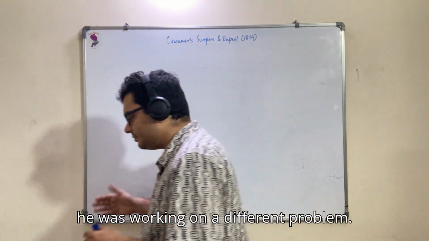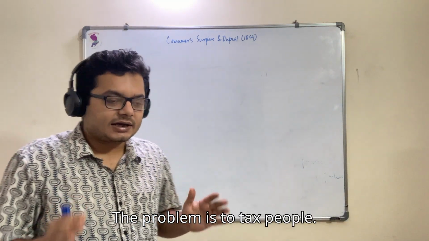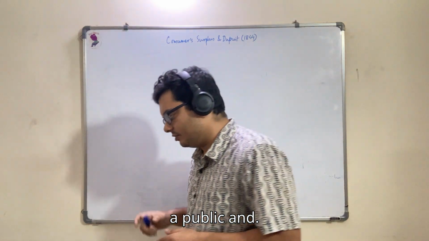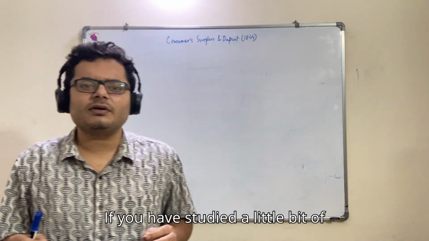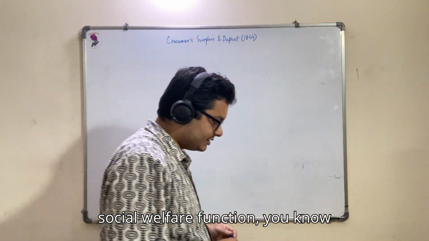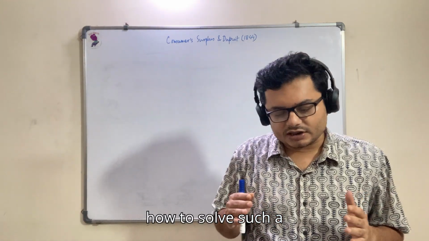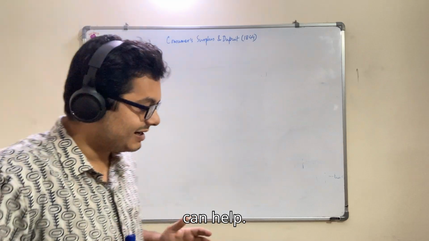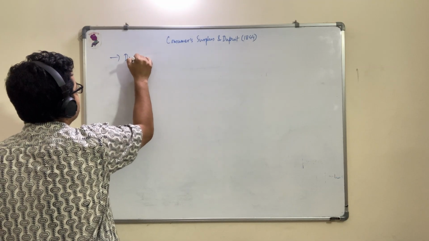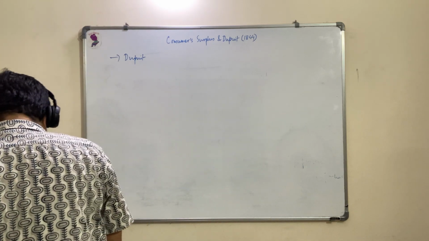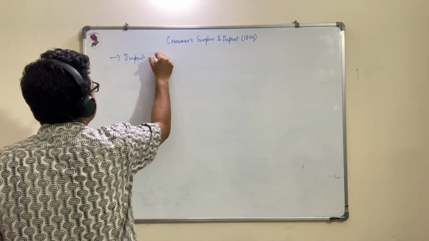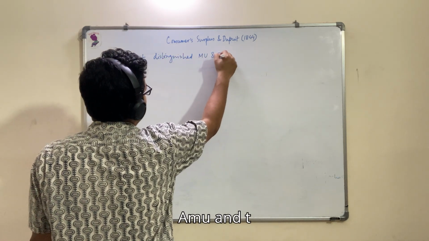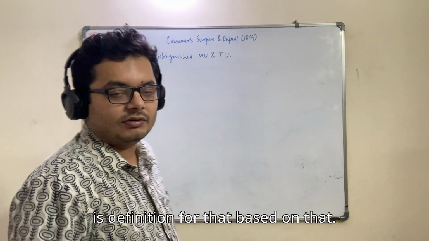Now, Dupuit was not, as I have said, working on consumer surplus, so to say. He was working on a different problem. The problem is to tax people according to the benefits received from a public good. And if you have studied a little bit of social welfare function, you know how to solve such a problem. The assumption of interpersonal comparability can help. Dupuit, as I have said, distinguished MU and TU. His definition was actually based on that.